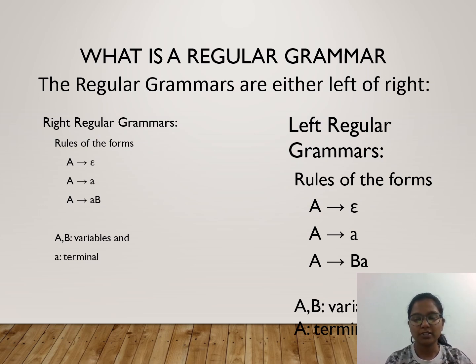Left regular grammars. Rules of these forms include A tends to epsilon, capital A tends to small a, capital A tends to capital A, small b. Capital A and capital B are the variables and small a is the terminal.